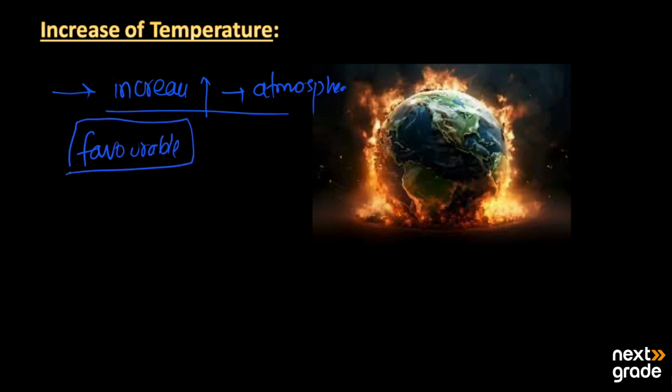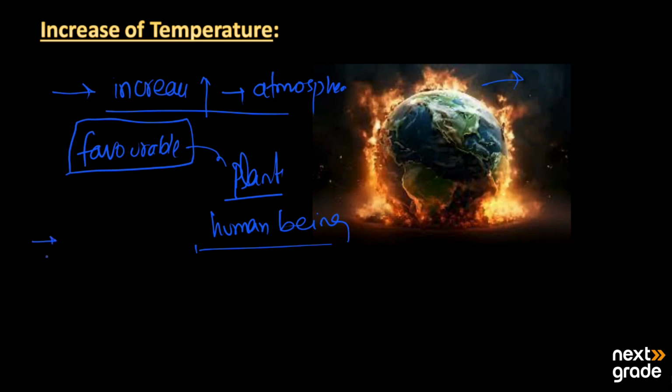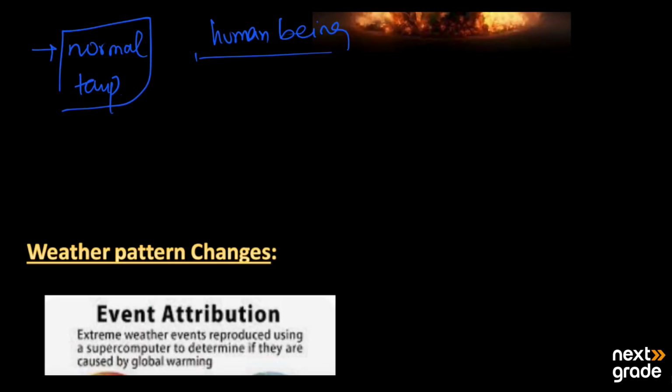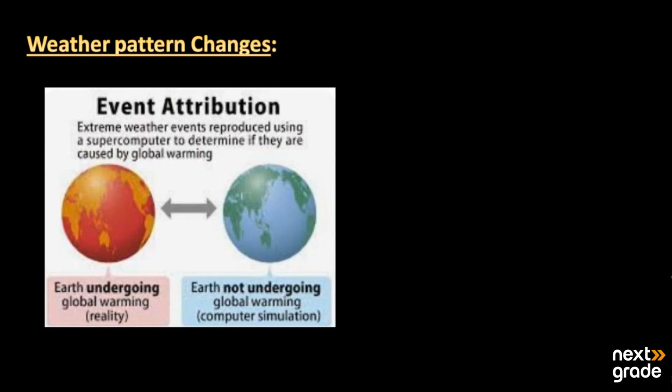As the conditions are not favorable, it will be difficult for the plants to survive, and difficult for human beings and all the other animals to survive in this temperature. So, to sustain a good life on this earth, we require a specific range of temperature, a normal temperature. If that temperature is not attainable, then it will be difficult for us to live there. Then we have the weather pattern changes due to global warming.